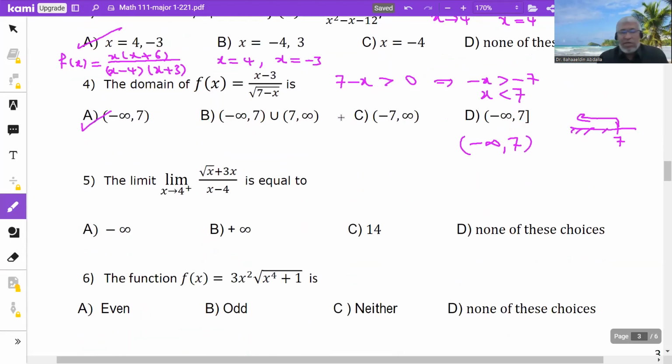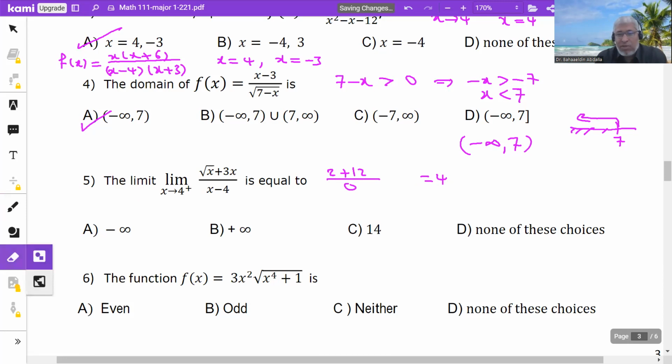Find the limit when x approaches 4 from the right. If I replace x by 4, it would be square root of 4, which is 2, plus 3 times 4, that's 12, over 4 minus 4, which is 0. So I have a number over 0. This means that the line x equals 4 is a vertical asymptote. And also, it means that the limit would be either positive or negative infinity. 14 over 0, either positive or negative infinity.